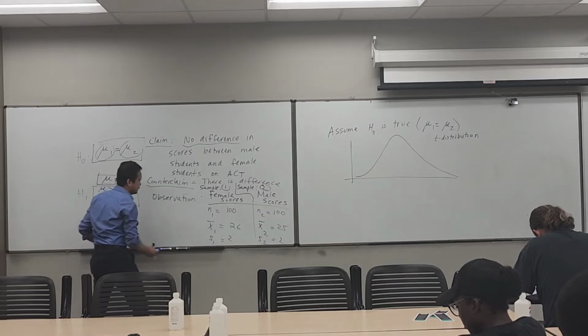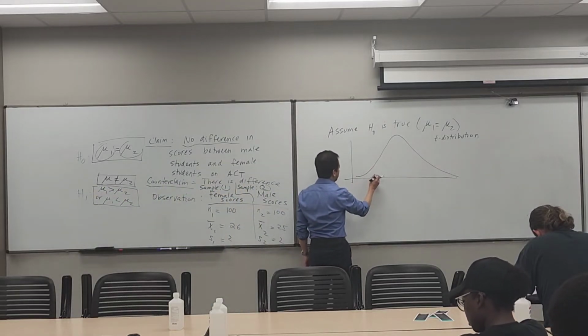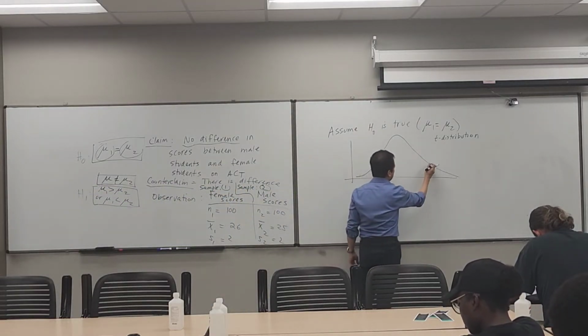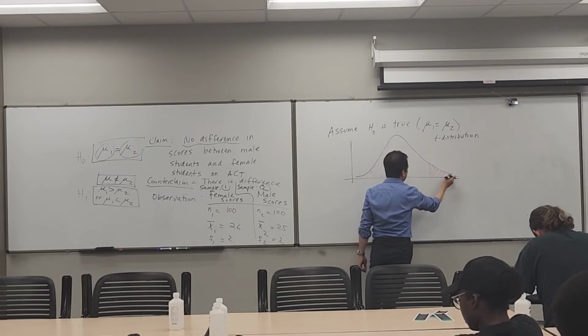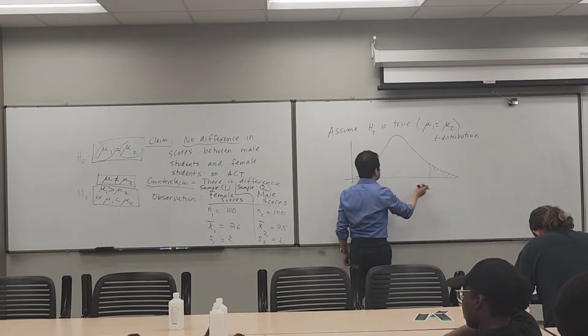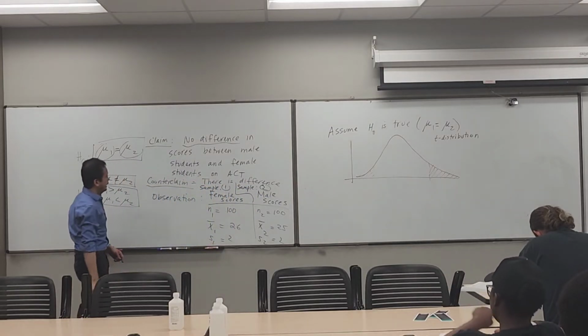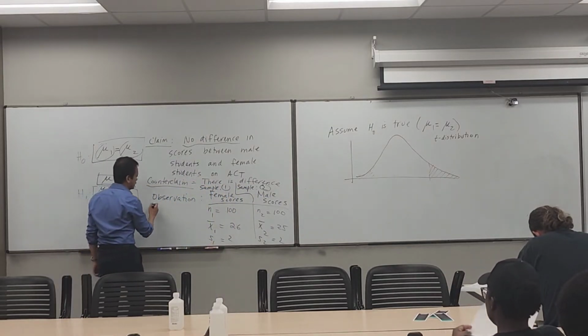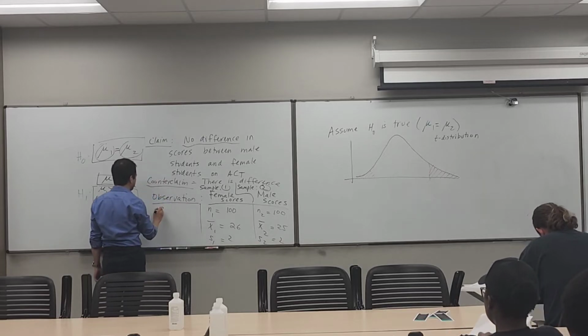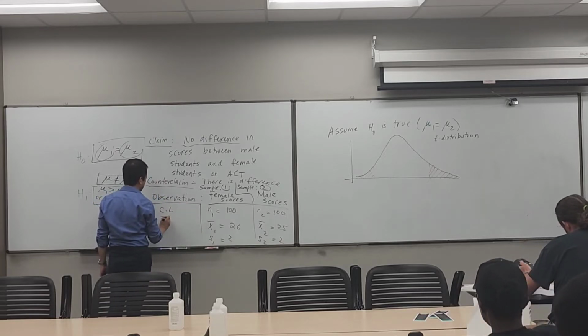So you can go ahead and label both the left tail and right tail. And I need to give you the confidence level. So let's say that the confidence level is 95%.